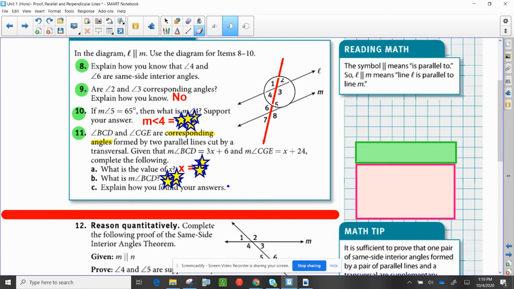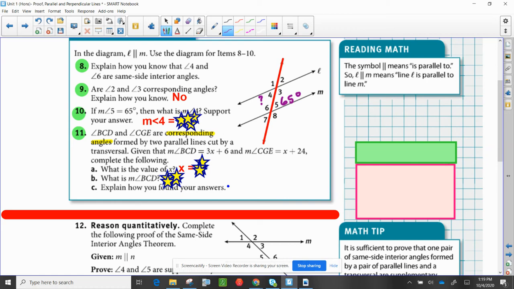Okay, let's look at number 10. If the measure of angle 5 is 65 degrees, okay, then what is the measure of angle 4? So this one here. So if angle 5 is 65, what is angle 4? So think about what kind of relationship angle 4 and angle 5 have together. So what do you guys think that angle is going to be?